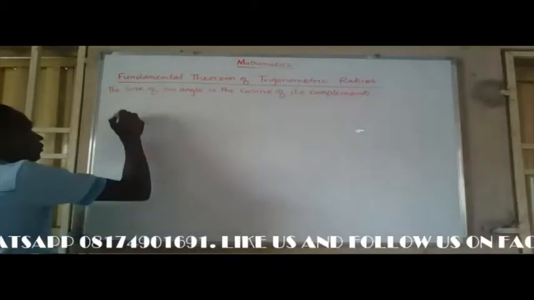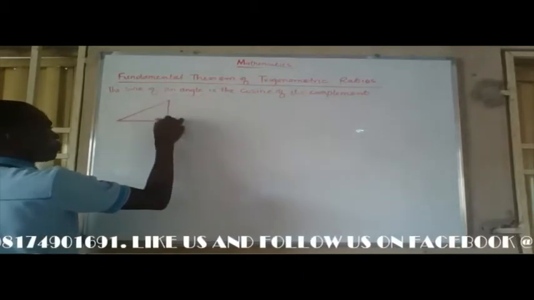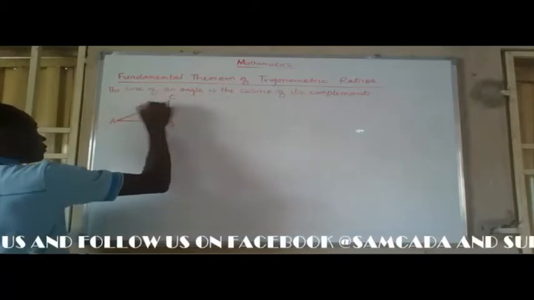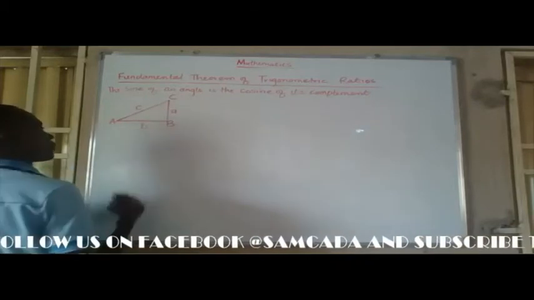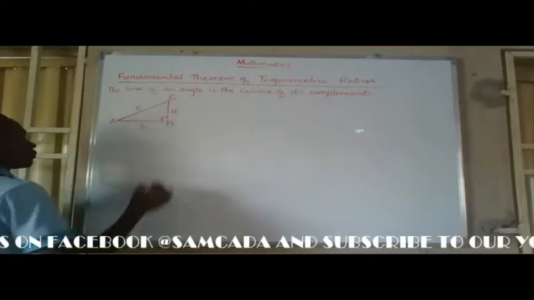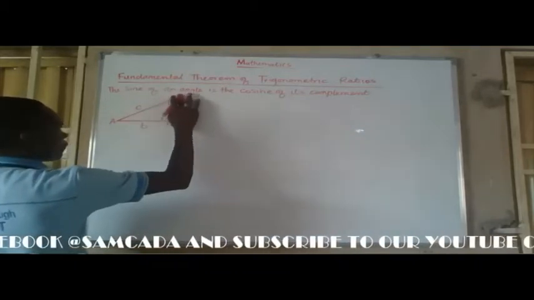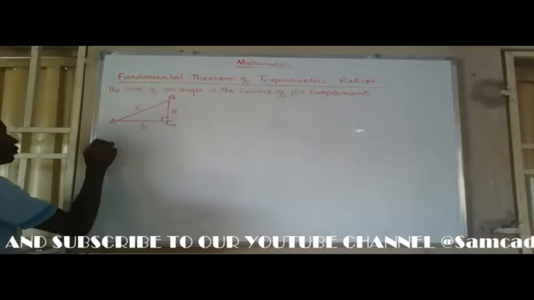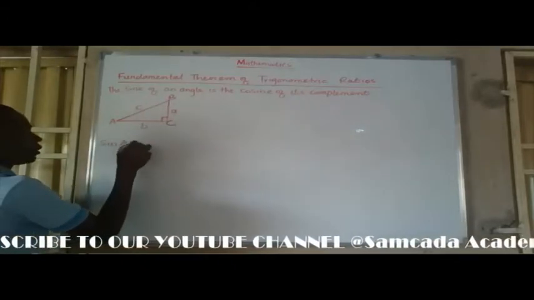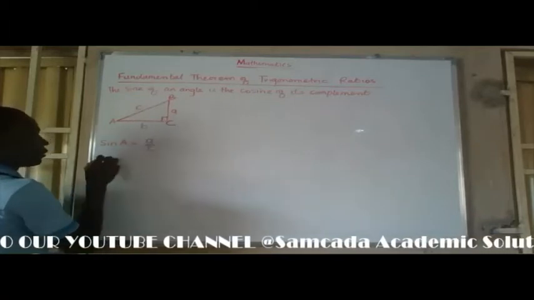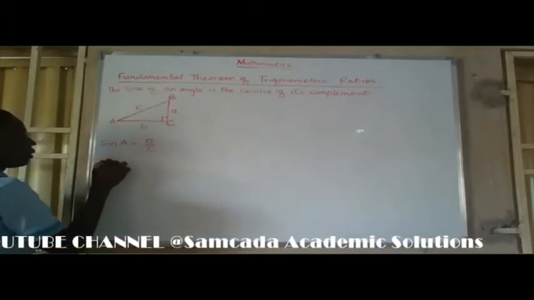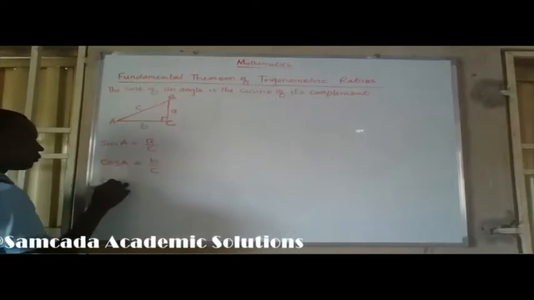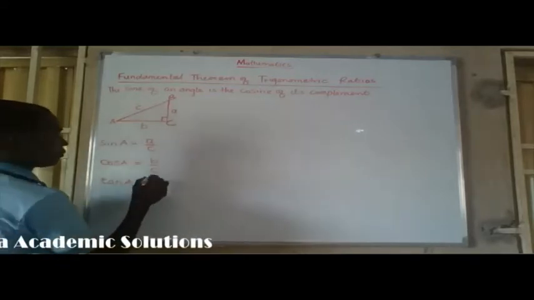How did that come about? Let's take our right angle triangle again, with vertices A, B, C. You would agree with me that sine A has a value of a over c, cos A has a value of b over c, and tan A has a value of a over b.